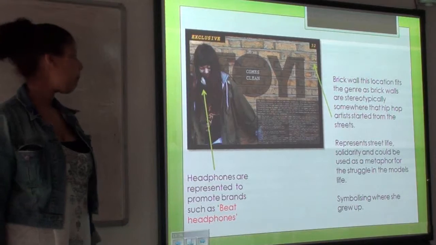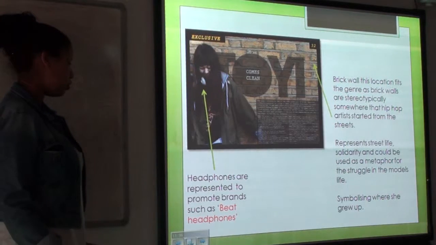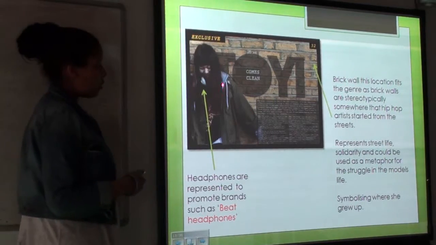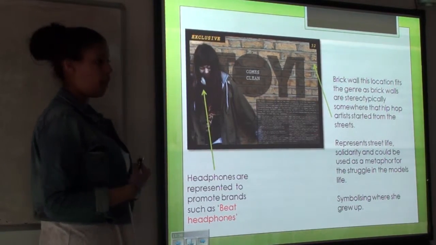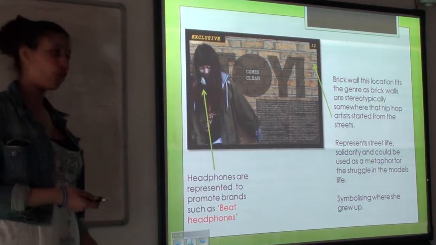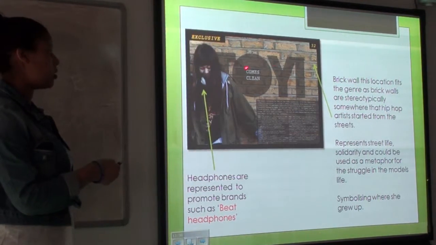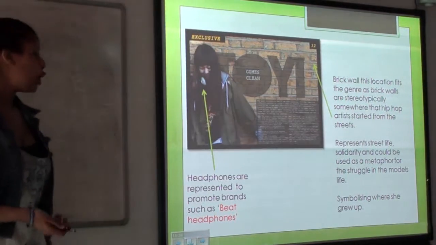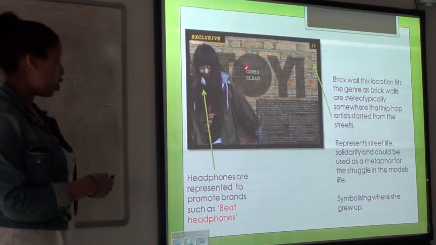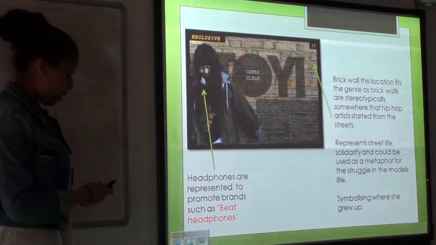This is my double page spread. Here in my image I've got headphones, which represent and promote brands such as Beats headphones. In my location for my double page spread, I chose a brick wall, as this is stereotypically somewhere that hip-hop artists started from. This represents street life and solidarity. It could show her being strong, as bricks are strong, so it all corresponds with each other, through the struggle of her life, symbolising where she grew up.